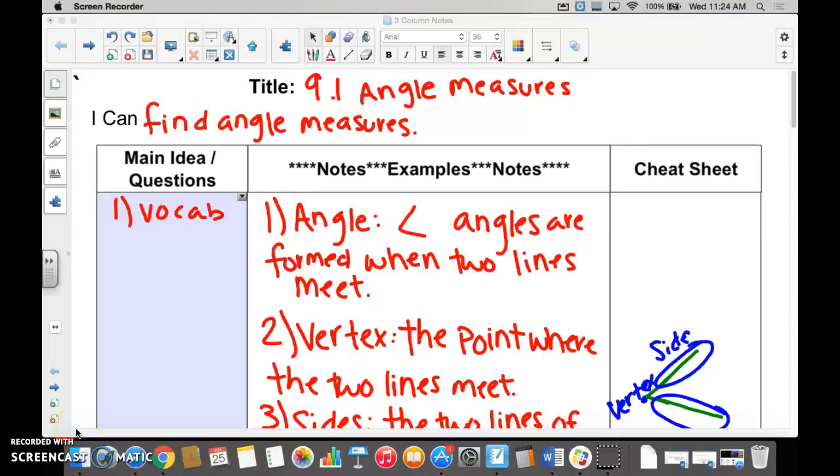9.1 Angle measures. I can find angle measures. All right, so for our vocab, we have angle. Angles are formed when two lines meet. And remember, we have our sign for angle. So whenever we see that symbol, we know that we're talking about an angle.